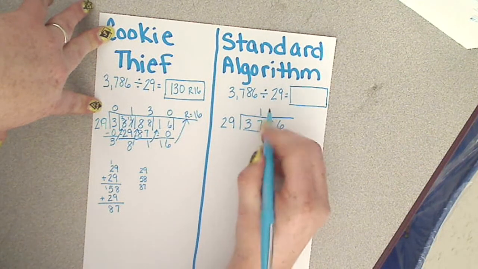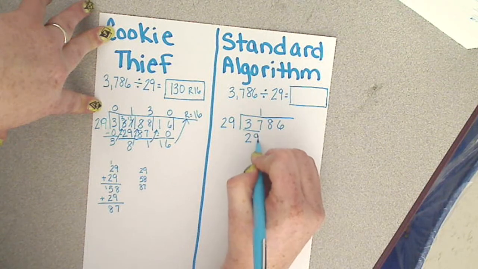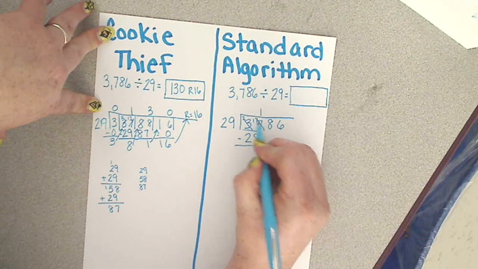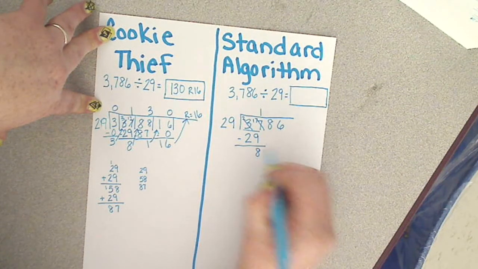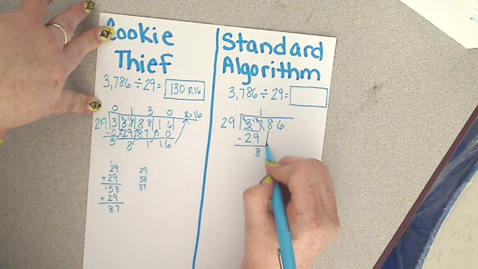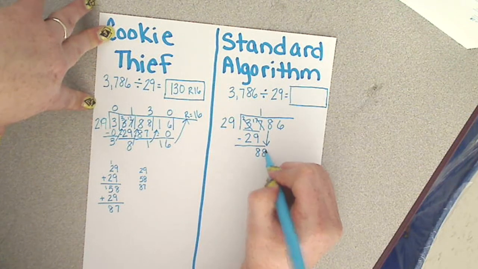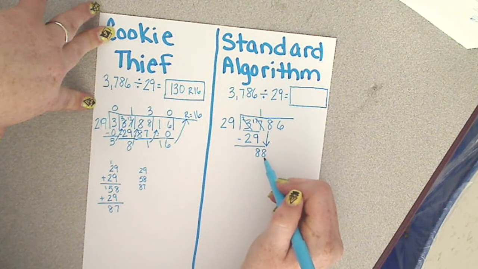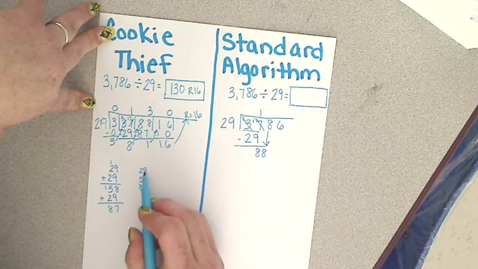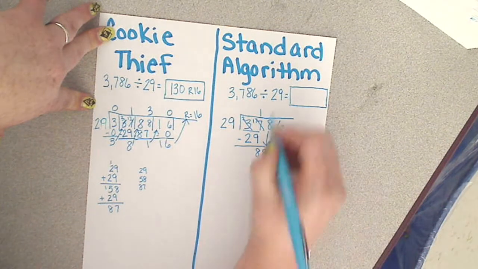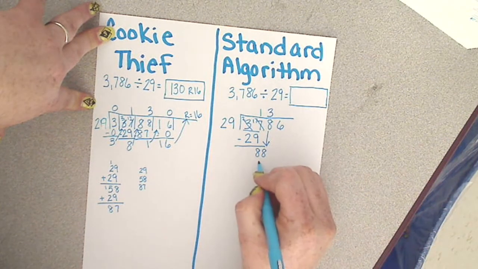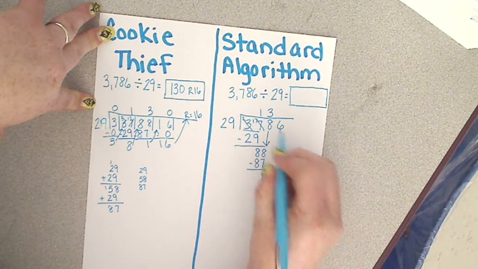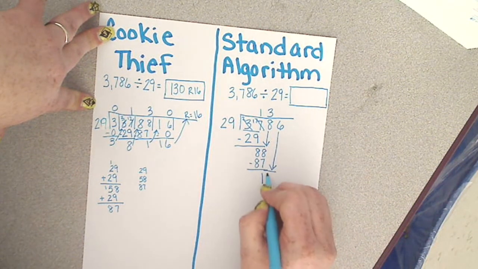I can do that once. 29 times 1 is 29. And I need to subtract. I have to regroup. 17 minus 9 is 8. 2 minus 2 is 0. Now I need to bring down that 8. I can fit 29 into 88 3 times. We've already figured out 29 times 3 is 87. Subtract out. And then bring down that 6.